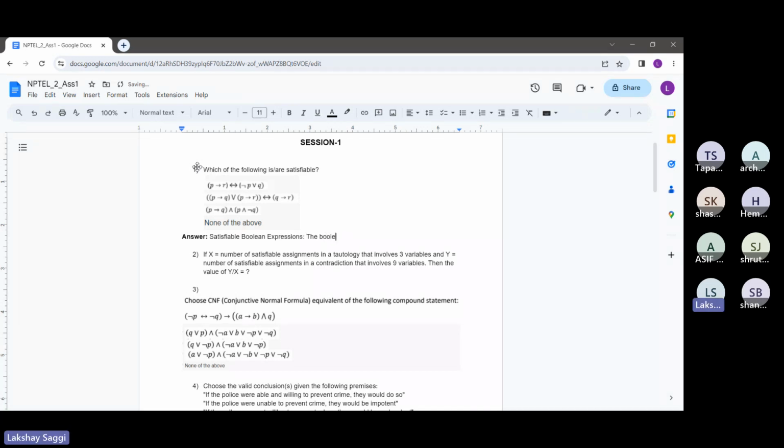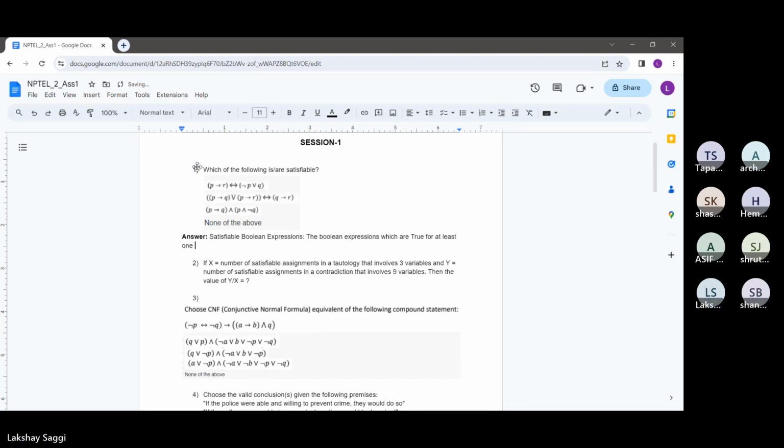Boolean expressions which are true for at least one assignment of Boolean variables. I think this must have been discussed in the lectures also, but I'm just reminding you about everything. So satisfiable Boolean expressions are the expressions which have a truth value of true for at least one assignment of Boolean variables.